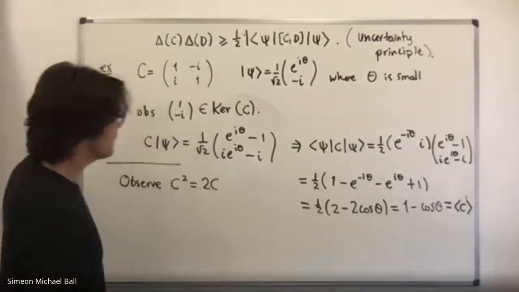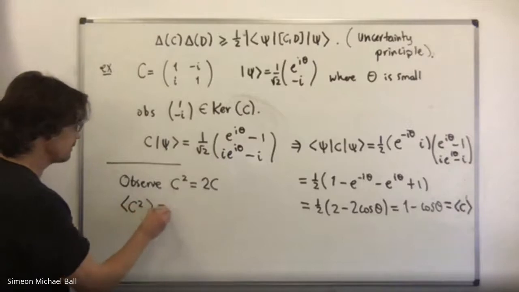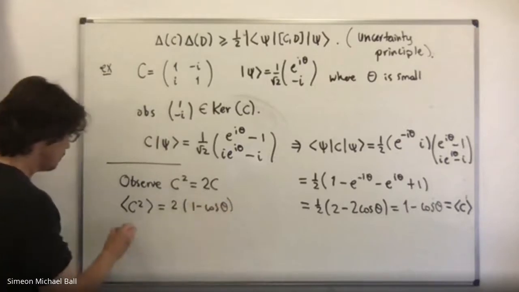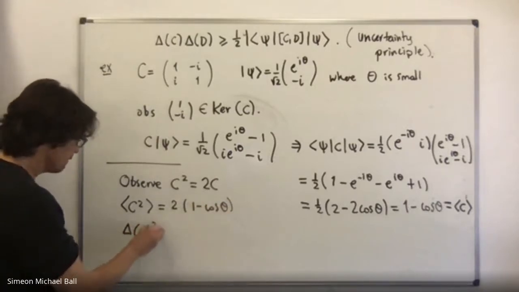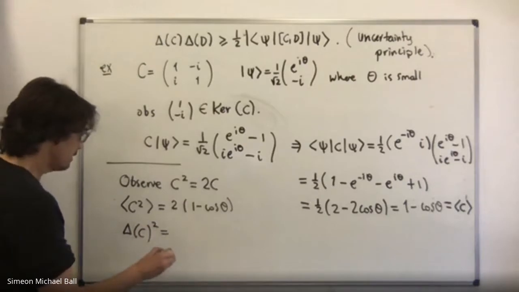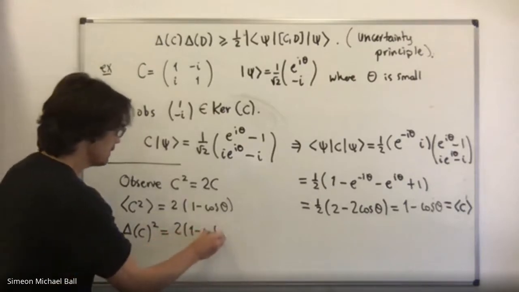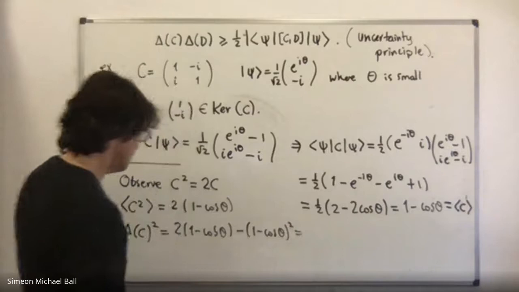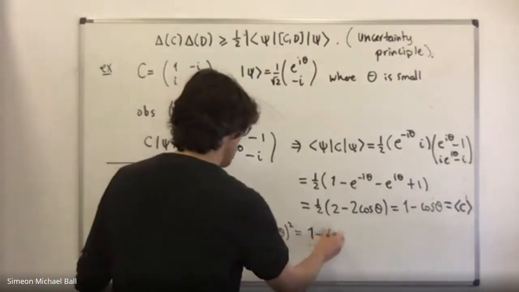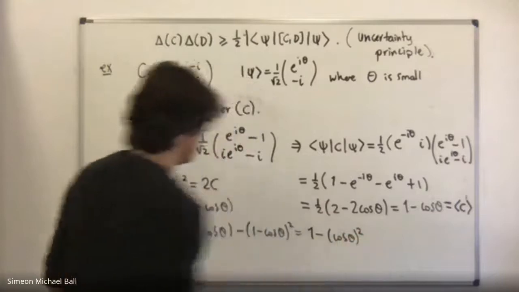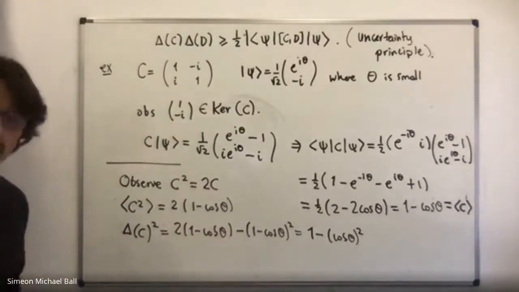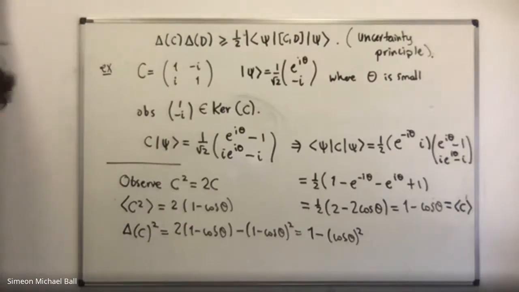So C squared is 2C, and the average of C squared is therefore 2 times 1 minus cosine theta, which means that the variance is 2 times (1 minus cosine theta) minus (1 minus cosine theta) squared, which, if I did this correctly, is (1 minus cosine theta) all squared. Okay, so that's given us a quick way of calculating something.